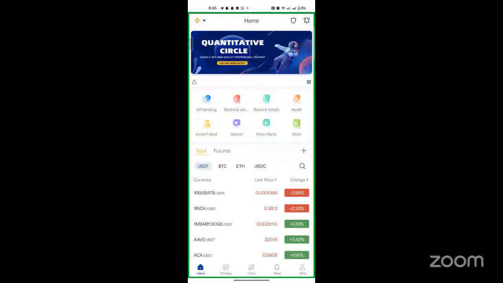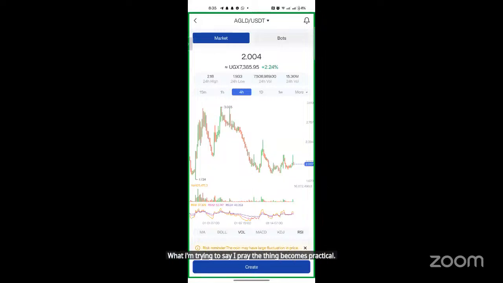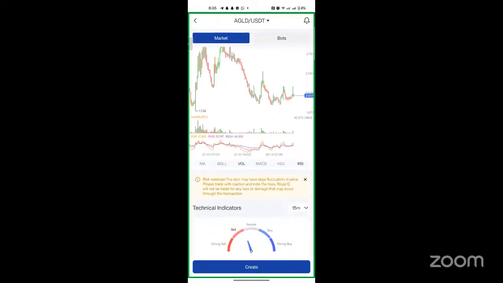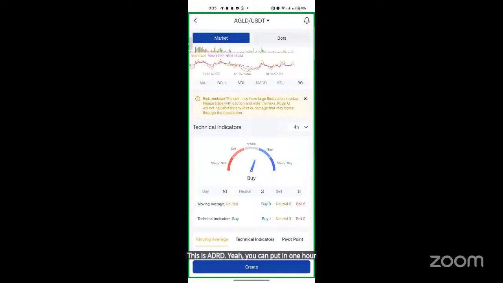But what I'm trying to say, I pray the thing becomes practical. This is AGLD. Yeah, you can put in 1 hour, in 4 hours, it's up to you.